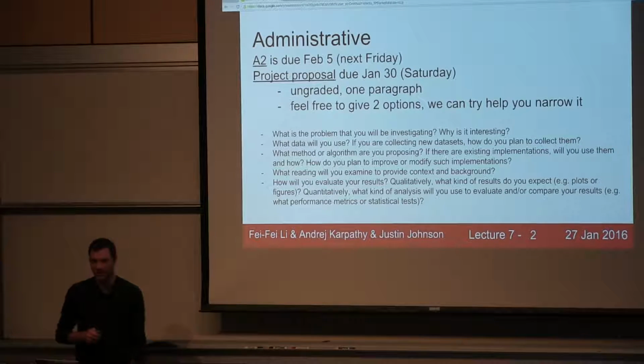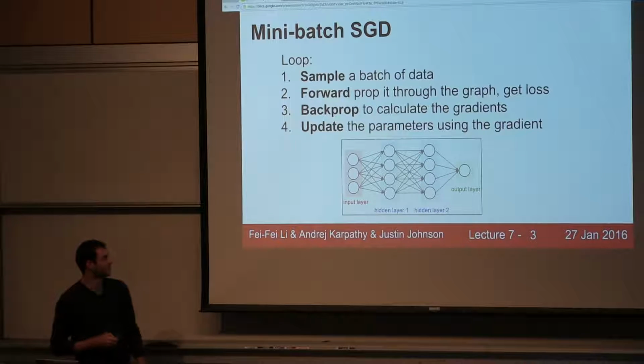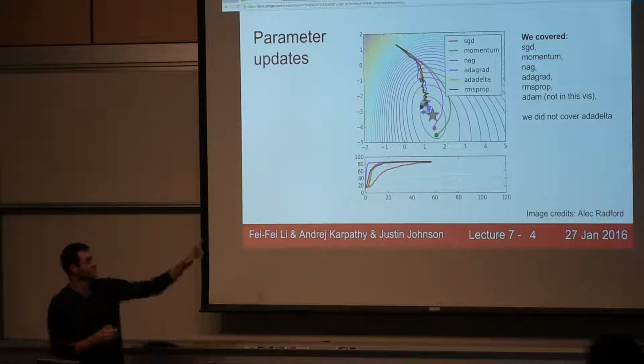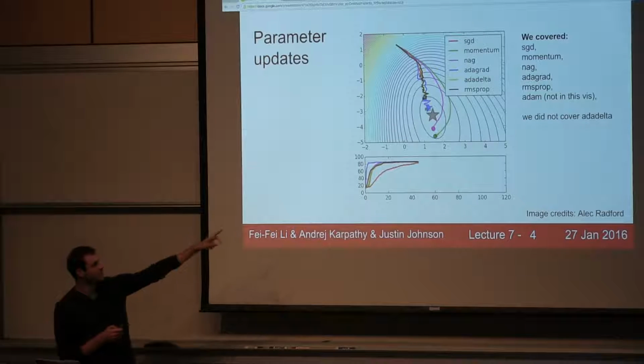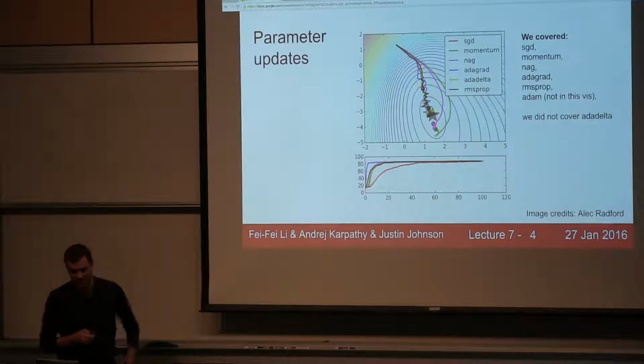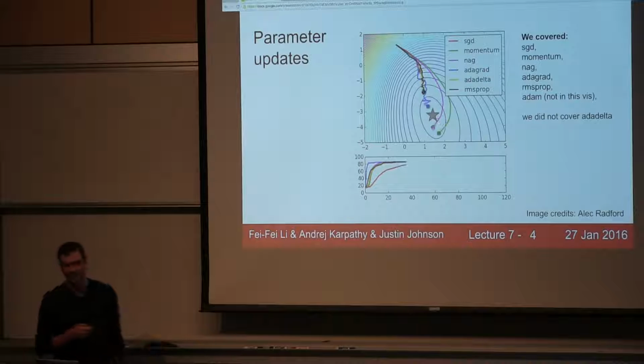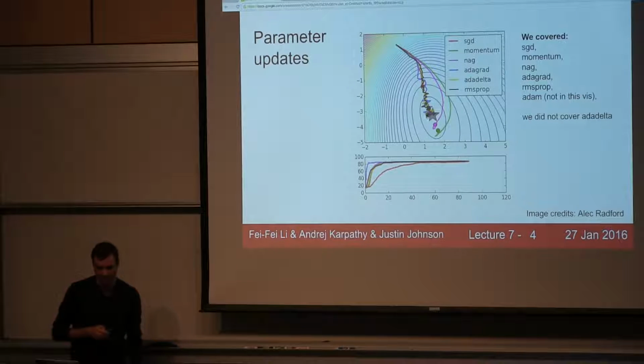Okay, so we are working with neural networks. We're training neural networks in a 4-step process. Last class, we talked about parameter updates. We covered a whole bunch of them. We covered Adam, which is not on that image, and we did not cover Adadelta, which is on that image. But Adadelta is kind of analogous to the other parameter updates that I covered last time.